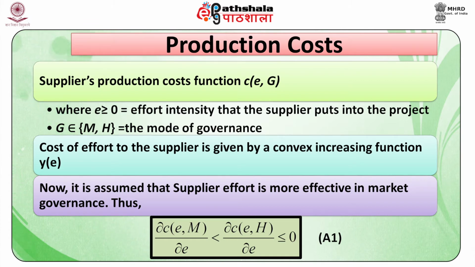The level of production cost ought to be lower when the supplier retains control, that is CEM is less than or equal to CEH. When the supplier exerts no effort, then the allocation of administrative control does not matter. That is, C0M is equal to C0H. In this case, assumption 1 implies that CEM is less than CEH for all E's greater than 0.